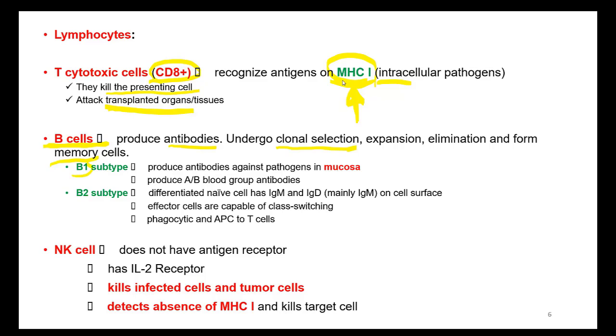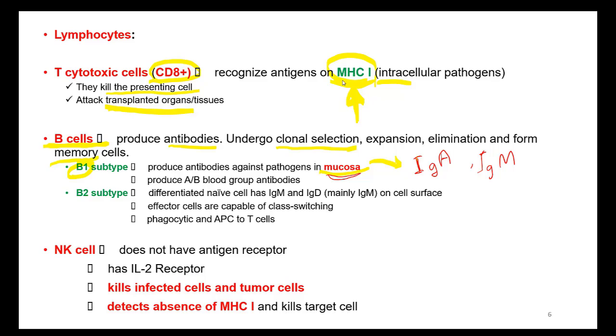You have the B1 subtype, and that is present mainly in mucosal tissue. Okay, so they're very important in producing antibodies in the mucosal tissue. The types of antibodies that they produce in mucosal tissue is mainly immunoglobulin A. It could also be some IgM, okay, but it is mainly IgA, okay? So those are very important for mucosal function, as we're going to see later, okay?